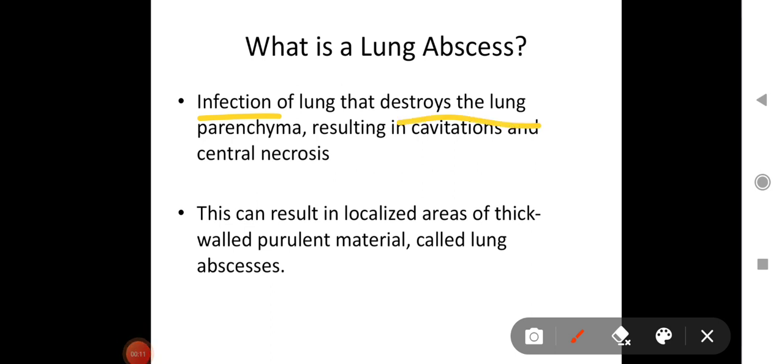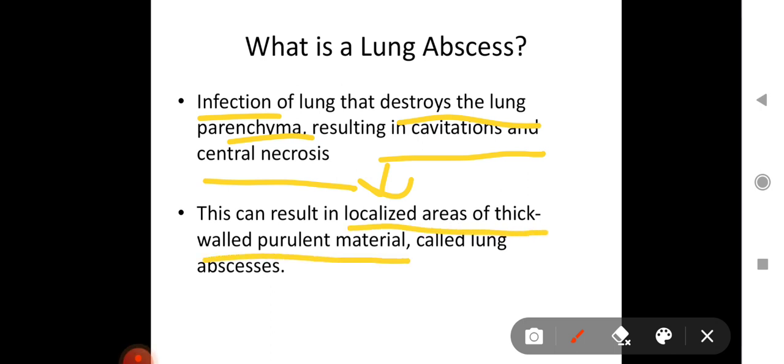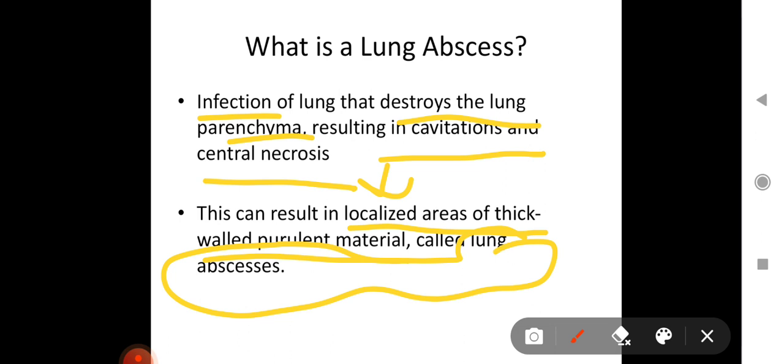Infection of lung that destroys the lung parenchyma and results in cavity formation and central necrosis, and this eventually results in a localized area of thick walled purulent material, and this whole process leads to the formation of lung abscess. So any infective pathology of lung leading to cavitation and central necrosis, which leads to a localized area of thick walled purulent material accumulation, and this accumulated purulent material in lung cavities is known as lung abscess.